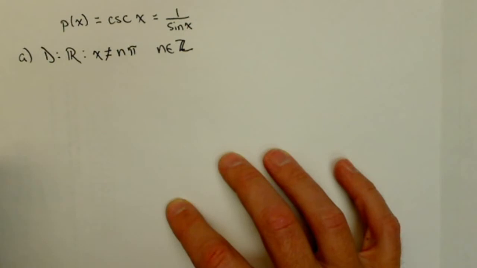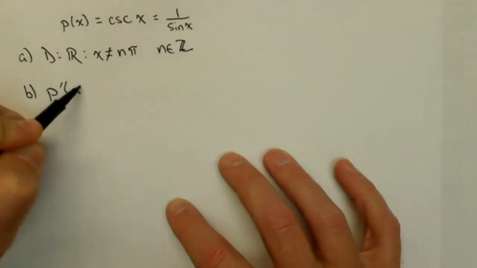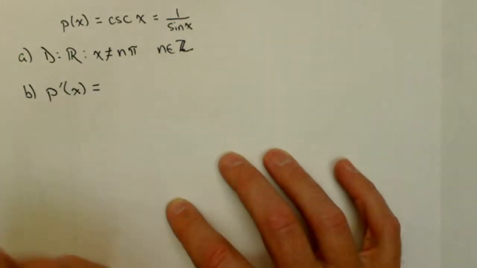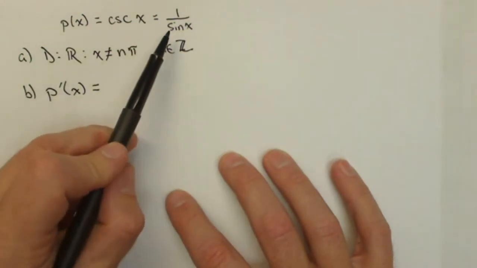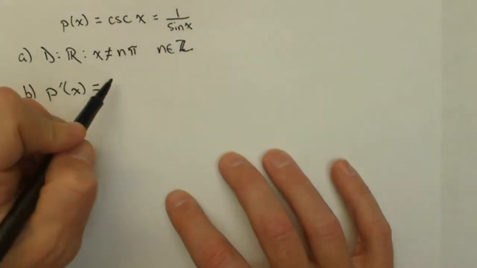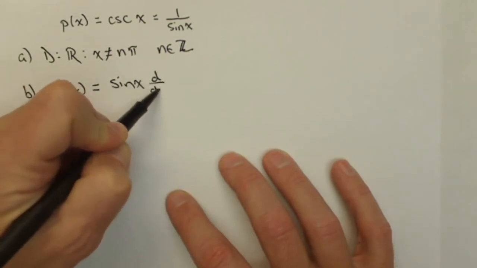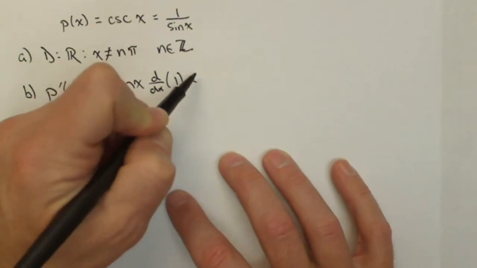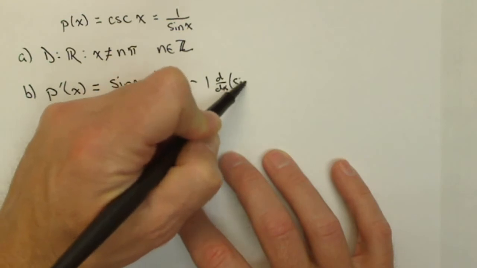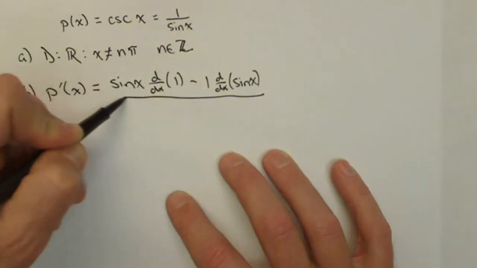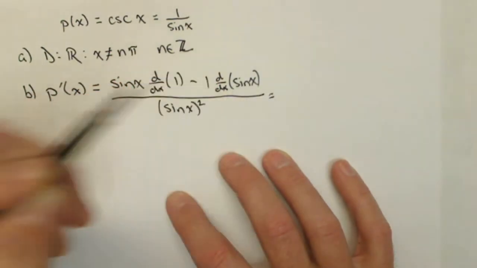know causes a problem. So first, let's use the quotient rule to find p prime of x in terms of sine and cosine, and then we'll see if we can rewrite it in terms of cosecant and cotangent. So our quotient rule: denominator times the derivative of the numerator minus the numerator times the derivative of the denominator all over the denominator squared.